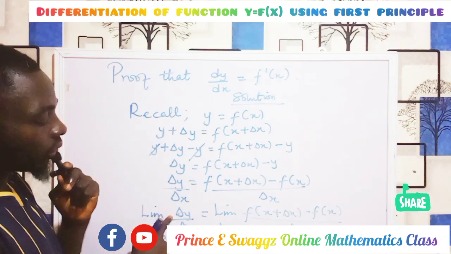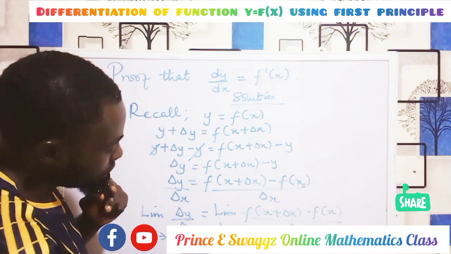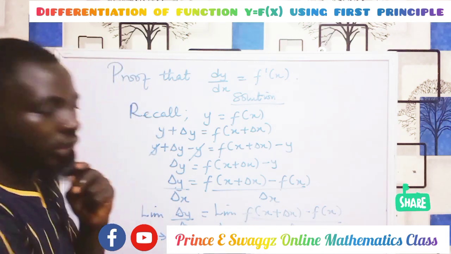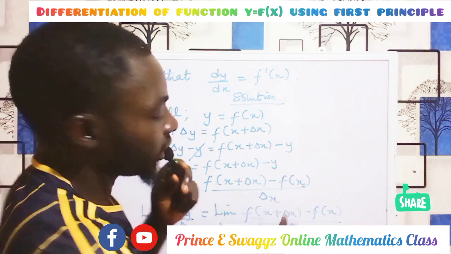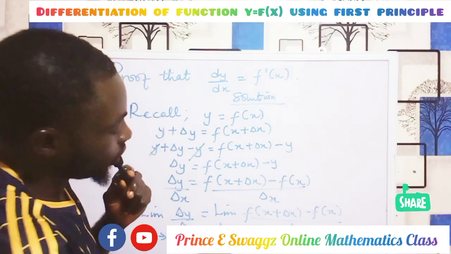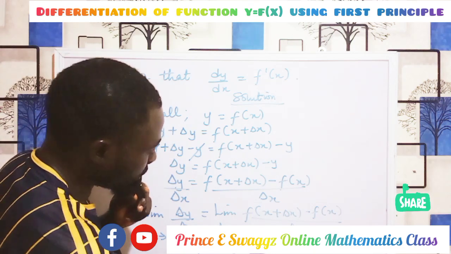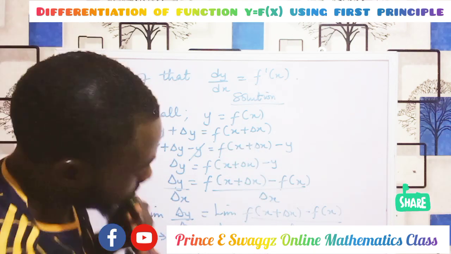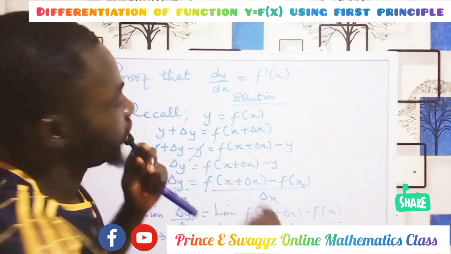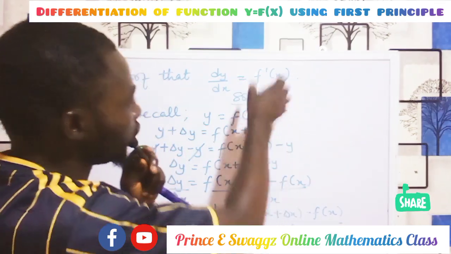The limit of delta y over delta x will give us what? dy dx. That is dy over dx equals, if we take the limit of f open bracket x plus delta x minus f of x, all divided by delta x, when delta x tends to 0, to give us f prime of x. So now dy over dx equals what? f prime of x. You are able to prove that dy over dx equals f prime of x.